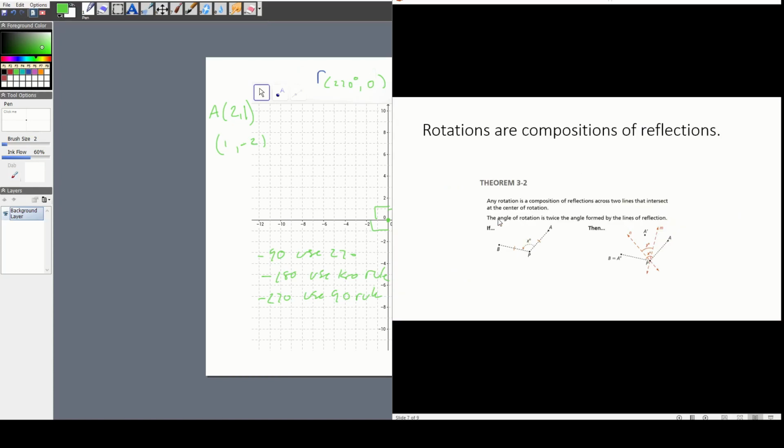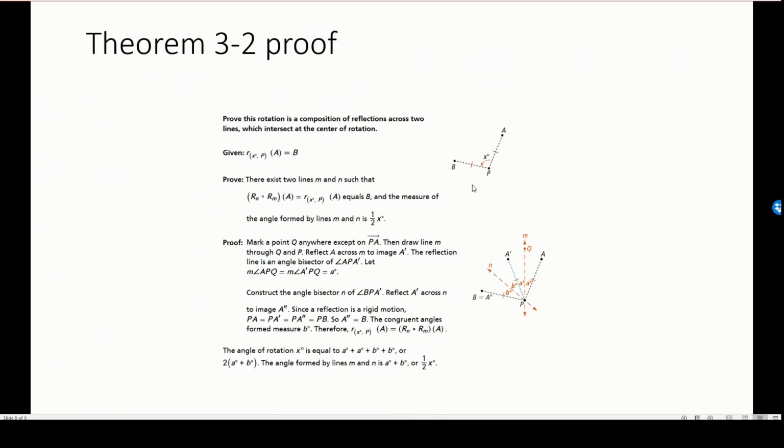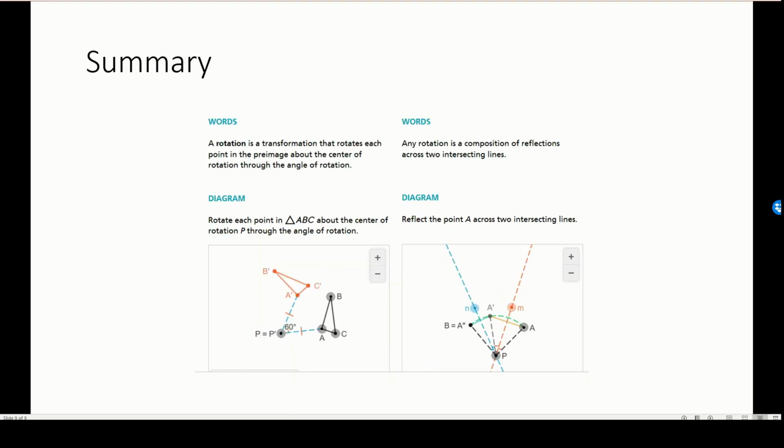All right. Like I showed earlier, rotations are compositions of reflections. And here's a proof for it. I know most of you are now going to skip this proof, but really just pause it for a minute, read over this, see if you understand it, and let me know in your participation if you understand it.